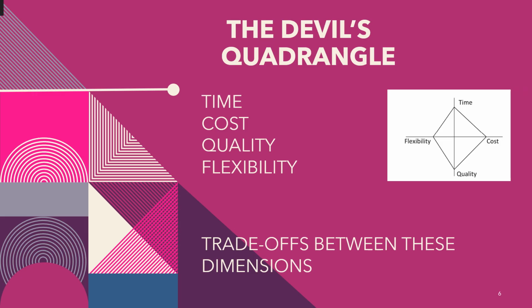To explain the concept, the Devil's Quadrangle illustrates the trade-offs between time, cost, quality, and flexibility. These dimensions often conflict, and improving one may lead to compromises in the others. So we have to be very careful while dealing with this type of process. Reducing the time to complete a process might increase costs due to the need for additional resources. Similarly, enhancing quality might reduce flexibility as more stringent standards are applied.